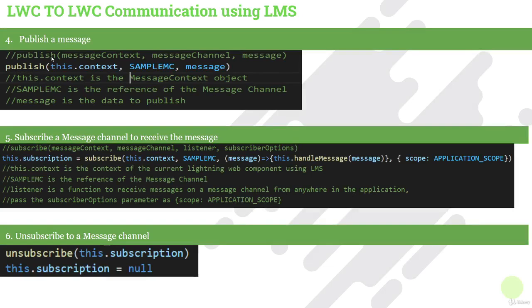The syntax of the publish method is, it will take the message context. Message context is the object that we are getting from the wire adapter message context. Then we have to pass the message channel. Message channel is the reference of our message channel, that is sample MC, and the message that we want to pass. So we have this context, we already got it from the wire adapter. We have this sample MC, we already gave the reference at the top. We don't have the message, so let's go and create the message. Message is nothing, it's the data that we want to publish.